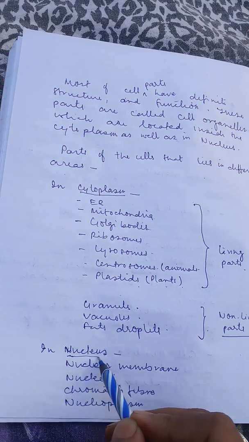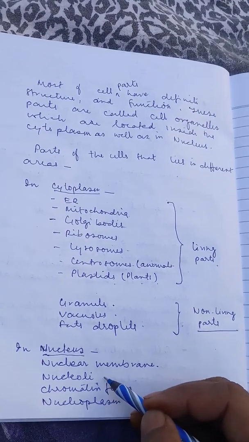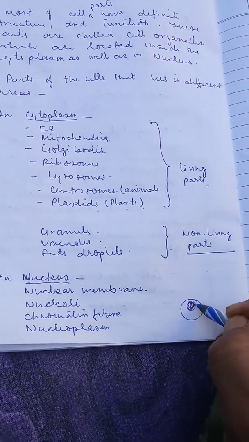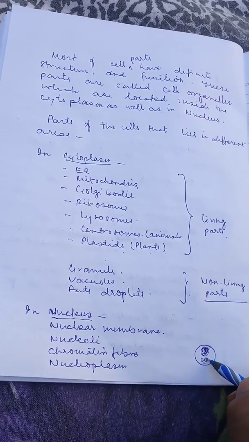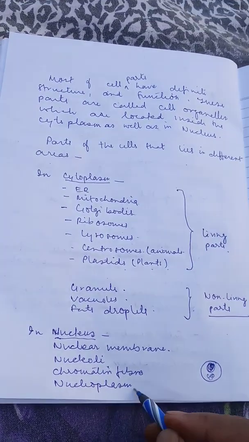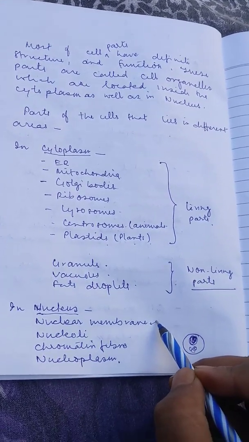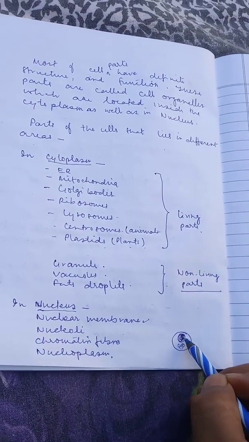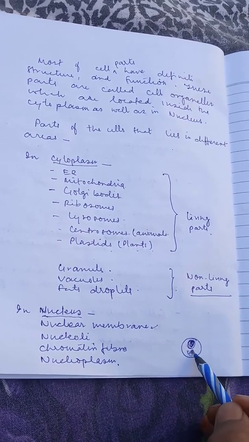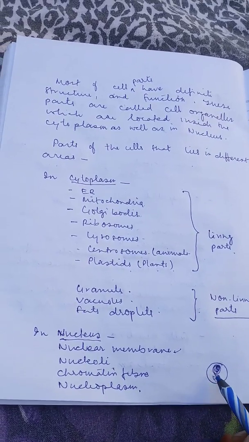In the nucleus, first of all is the boundary, that is the nuclear membrane. The dark spherical body inside the nucleus is called nucleolus, then the chromatin fiber, and the area within the nuclear membrane is called nucleoplasm. Once more: the boundary is the nuclear membrane, a dark spherical body called nucleolus, genetic material chromatin fiber, and fourth the nucleoplasm, the area inside the nucleus.